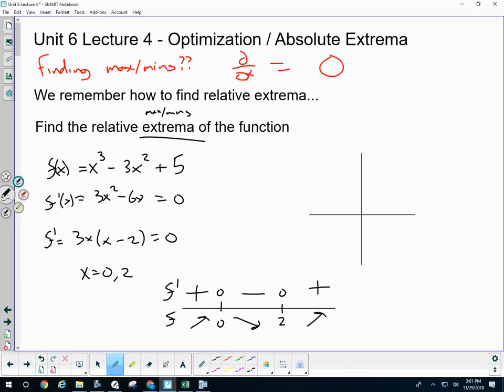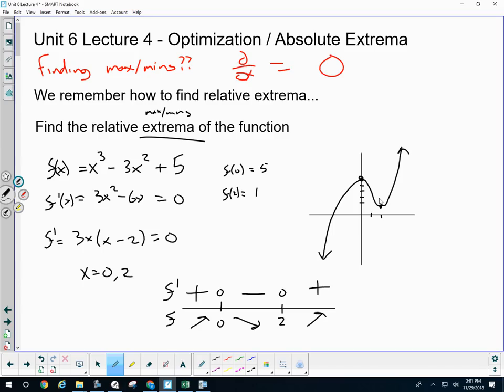Now, from here, we kind of have a general understanding of what it looks like. We could do a little bit more analysis and plug in 0 and say, oh, I have the point 0, 5. Great. I could plug in 2. 8 minus 12, -4, plus 5 is 1. So you know you're going to go up, you go down, you go back up. Relative max, relative min.